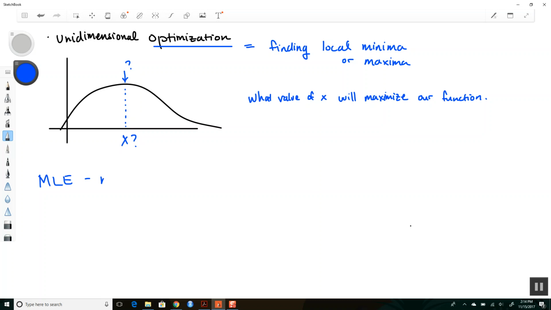So you guys learned maximum likelihood estimation, right? This should be familiar, right? Maximum likelihood estimation. So how does MLE work? No? Okay, well, maybe we'll just do a quick recap, right?